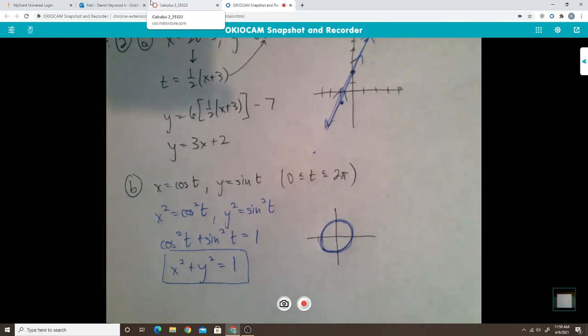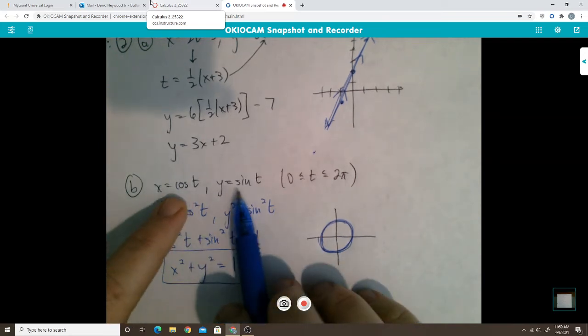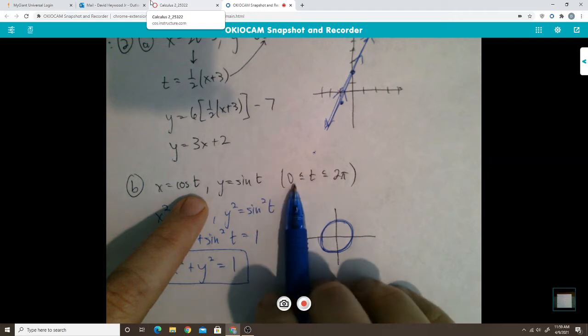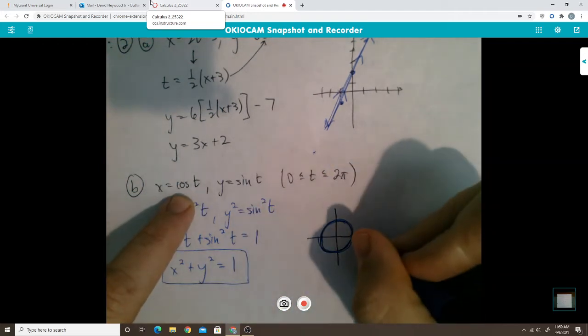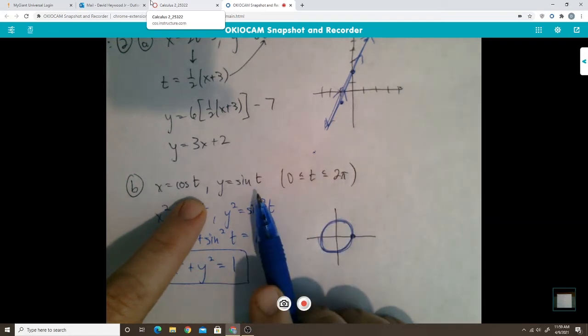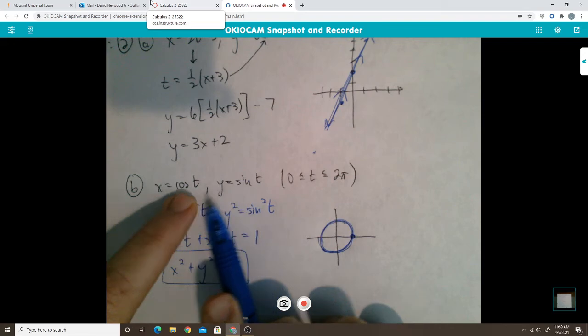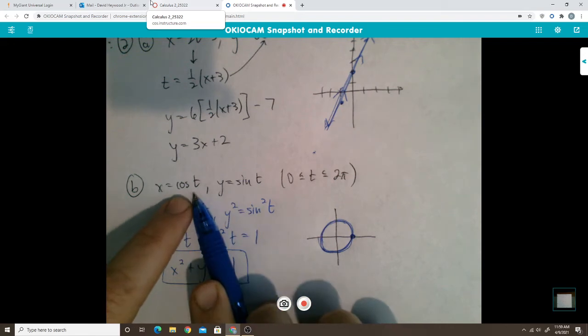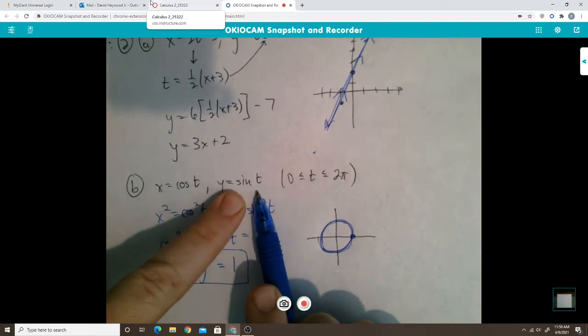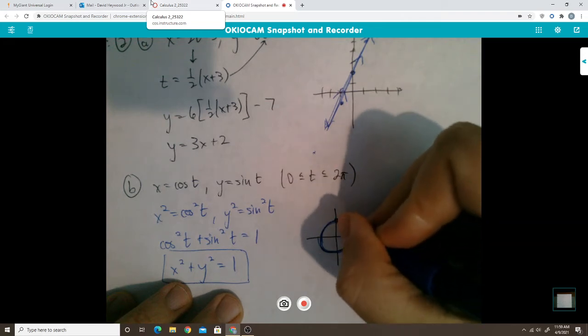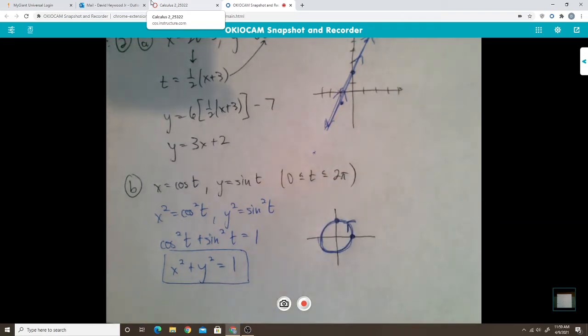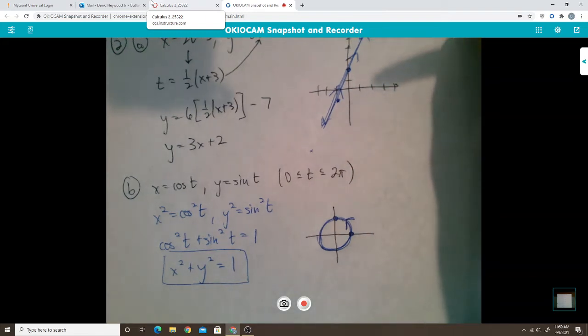As far as the orientation is concerned, again, if we plug in 0, we get the point 1, 0. So we're starting here. And then if we plug in pi over 2, we get 0 and 1. We get that point right there. So we're moving in this direction. We're moving in a counterclockwise orientation. Okay.